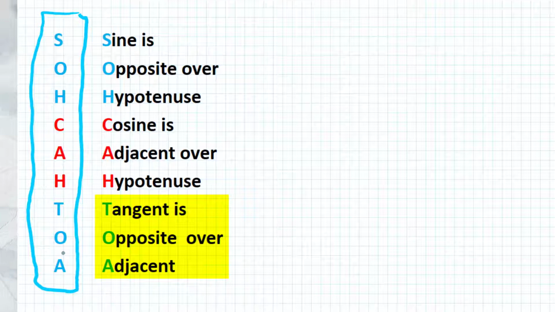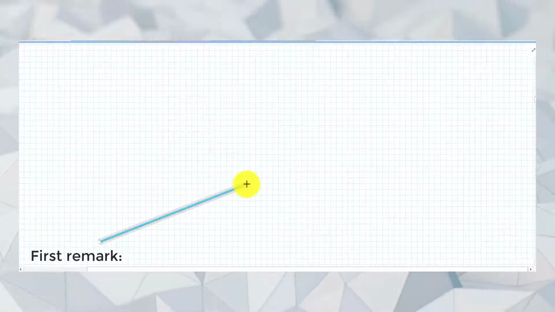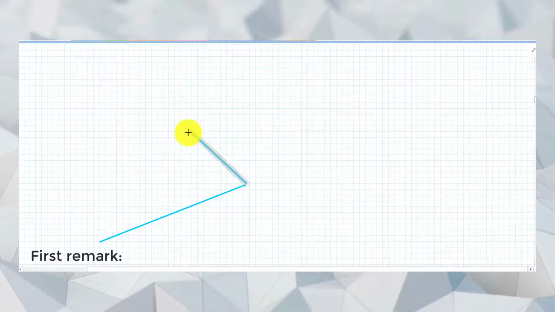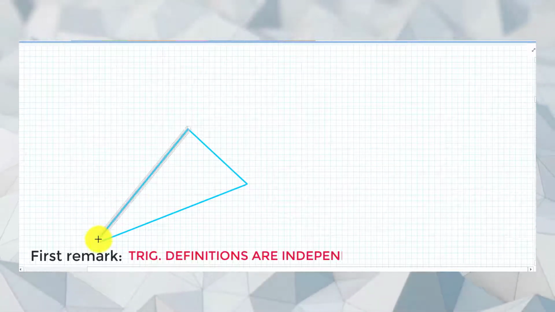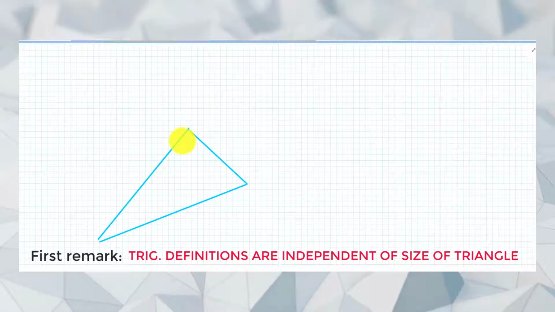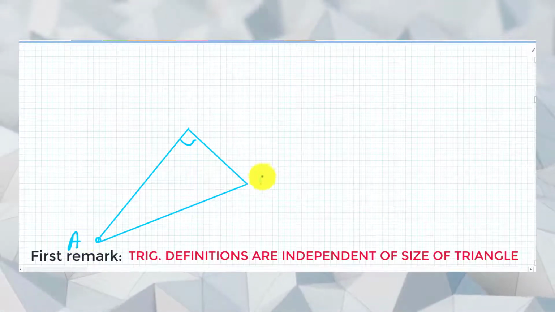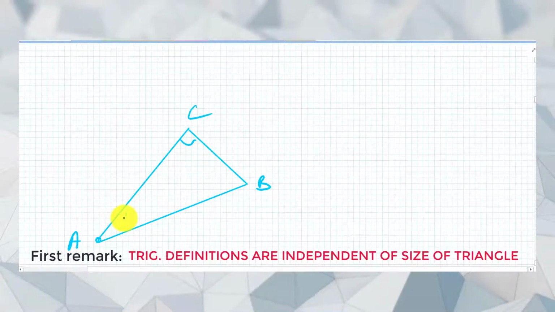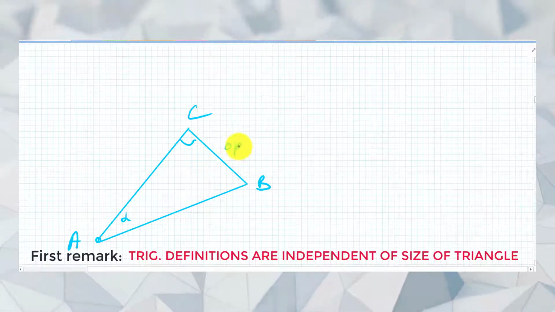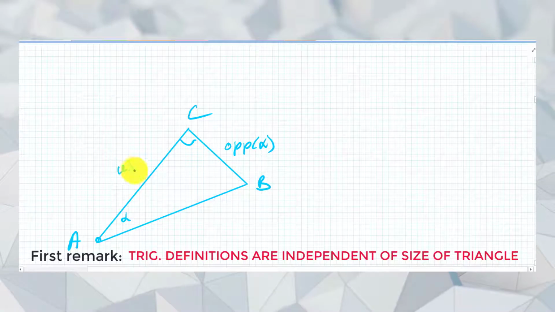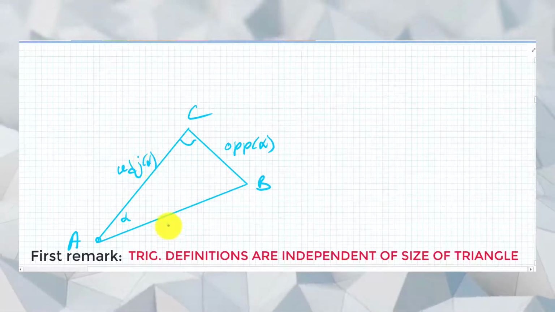Now, before we go over some examples using these trigonometric definitions, let's go over two remarks. The first remark is about the very definition of the trigonometric functions and how they are not a function of the right triangle we are choosing. For example, let's take a right triangle. Let's call this A, B, and C. This is the angle alpha. That's the opposite of alpha, the adjacent of alpha, and the hypotenuse.